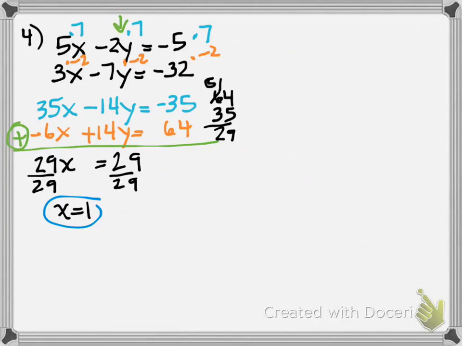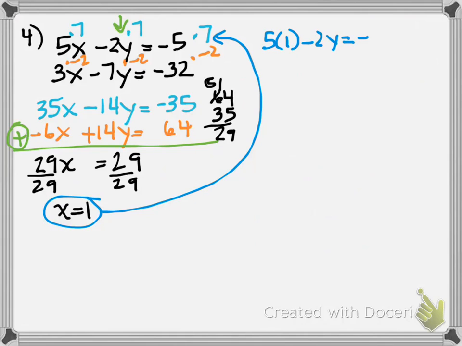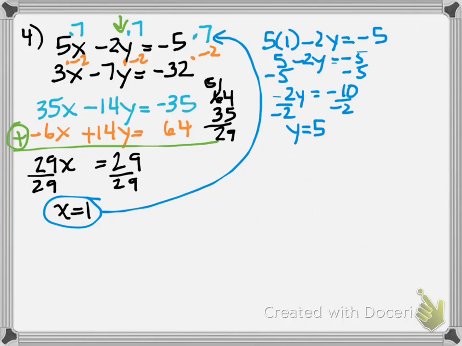So I'm going to take that value and plug it back into either original equation to get the y. Again, I tend to choose, if I can, coefficients that are smaller. I can't avoid negatives, so I'm just going to have to deal with it. So 5 times its value of 1 minus 2y equals negative 5. So 5 minus 2y equals negative 5. I'm going to subtract 5 from both sides. I get negative 2y equals negative 10, and then I divide both sides by negative 2. And I get y equals 5. So it appears my answer is going to be 1, 5.